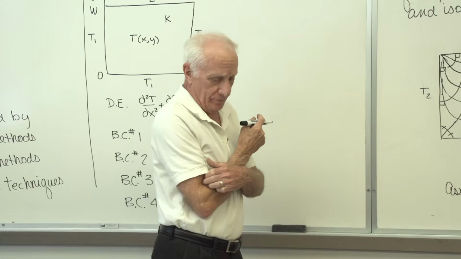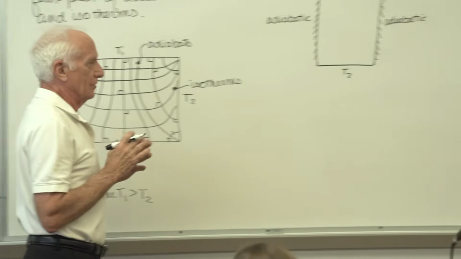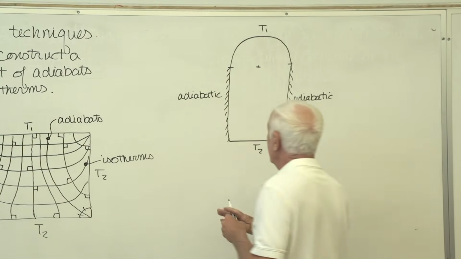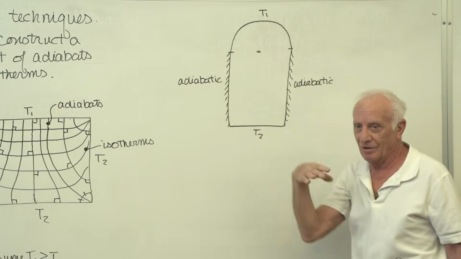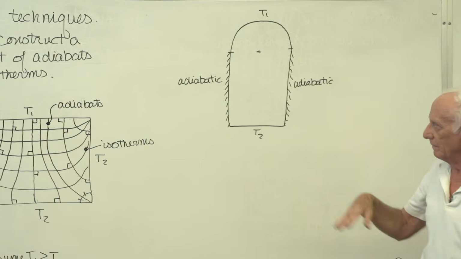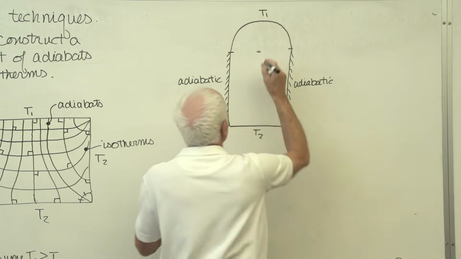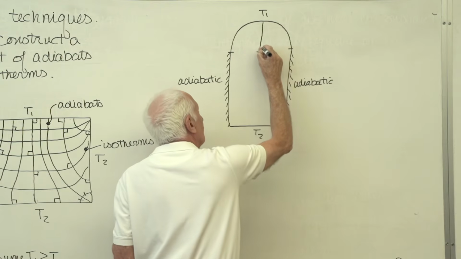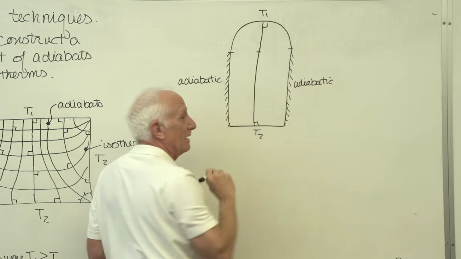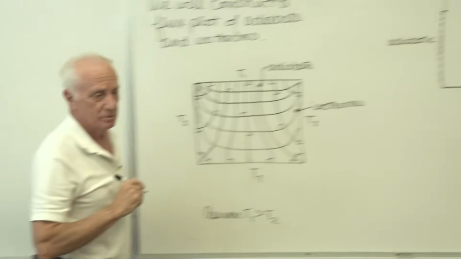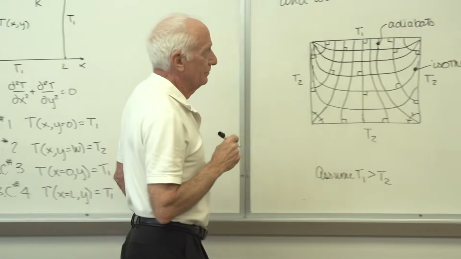Okay, rule number 1: look for lines of both geometric and thermal symmetry. No horizontal line qualifies. Vertically, yes, right in the middle. That's a line of both geometric and thermal symmetry. Right angle, right angle. That's my first adiabat. Rule 2: lines of both geometric and thermal symmetry are adiabats.